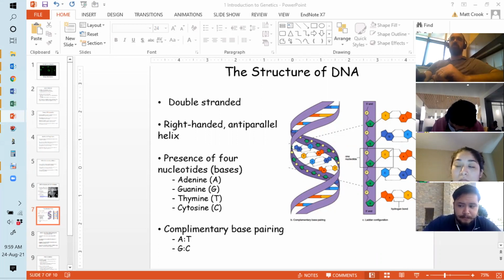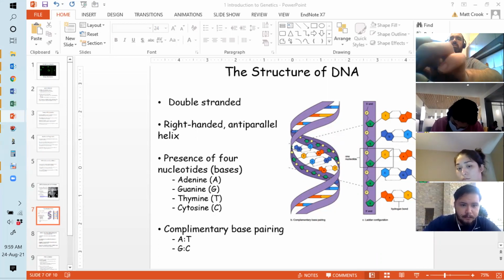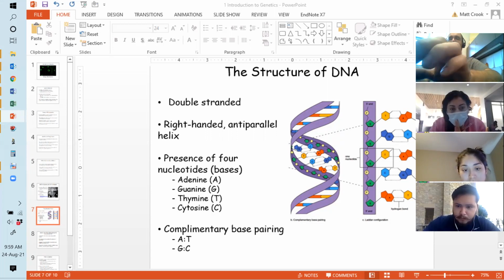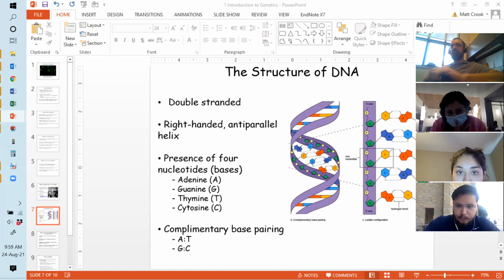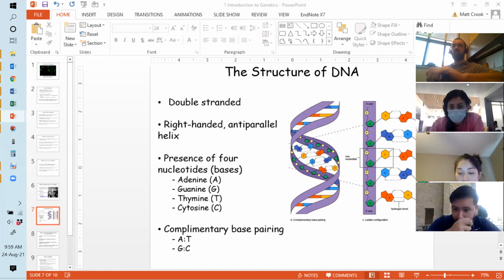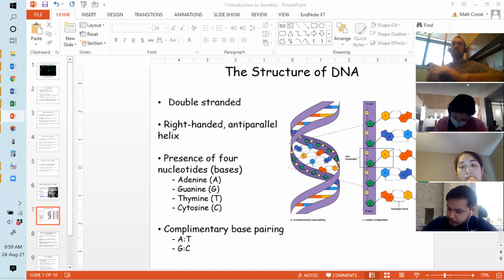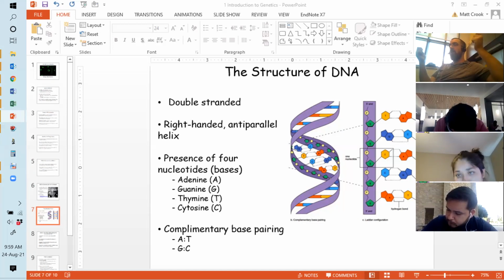So A pairs with T. Yeah, that's right, Clarissa, but how? Also, thank you, Rachel. So there are fewer bonds holding adenines and thymines together than guanines and cytosines, right? 2 versus 3. This is also really important when it comes to opening DNA up.